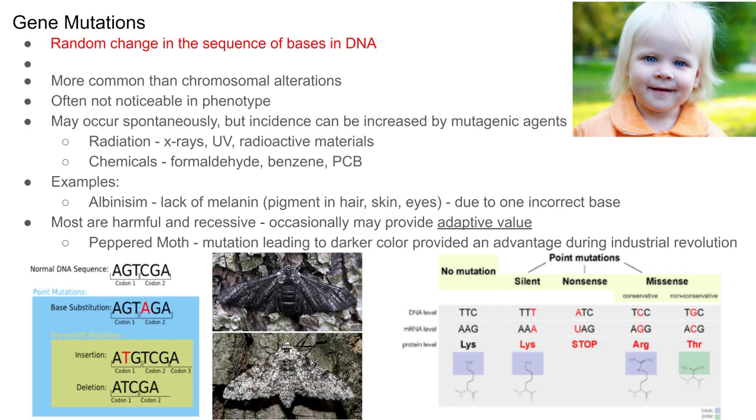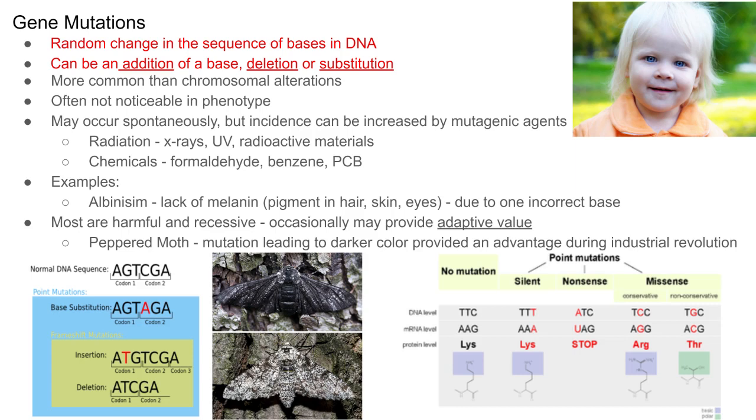Other times it's the actual gene, the DNA itself that's changing. We call these gene mutations. Okay? This is a random change in the DNA. Sometimes, so the DNA code is a series of letters that we'll learn about today. A's, T's, G's, and C's.